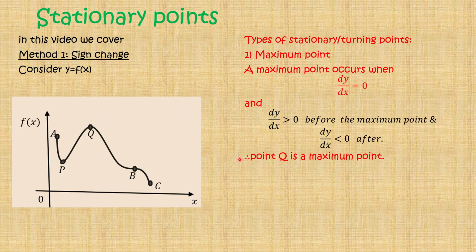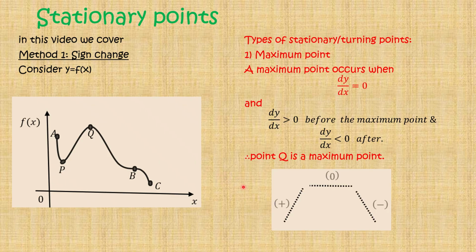Great. So, for instance, point q is a maximum point, for we see that from p to q, the gradient is positive, and at q, it is the maximum point, and from q to b, the gradient is negative. So that is what we are saying. That's how we get the maximum point.